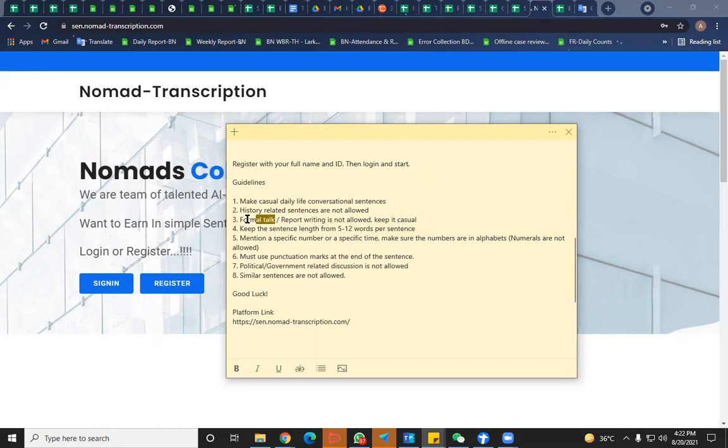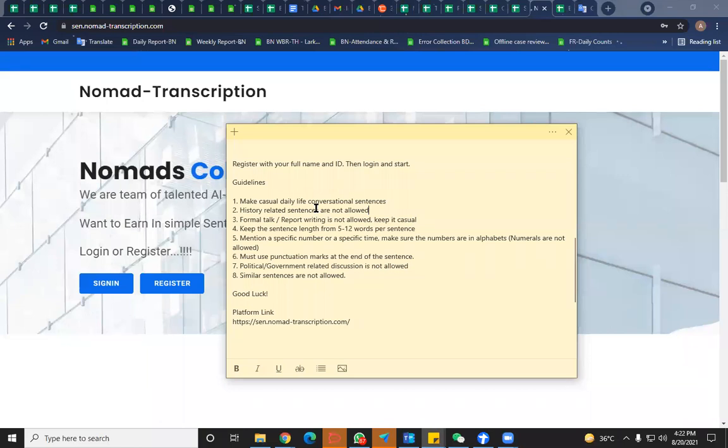Formal talk means the instructions related talk, or maybe the language used in emails, that is not allowed. Report writing is not allowed. Report writing means that the language used in newspapers or news channels, like I'll give you an example. The plane crashed, 180 people died and several are injured. This is a news talk. This is basically report writing. You can use this sentence in some other sense, in a casual daily life manner.